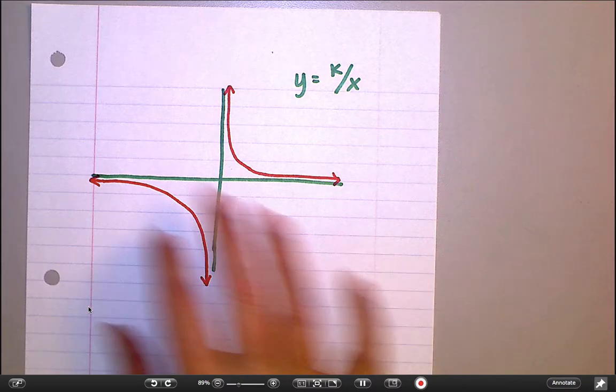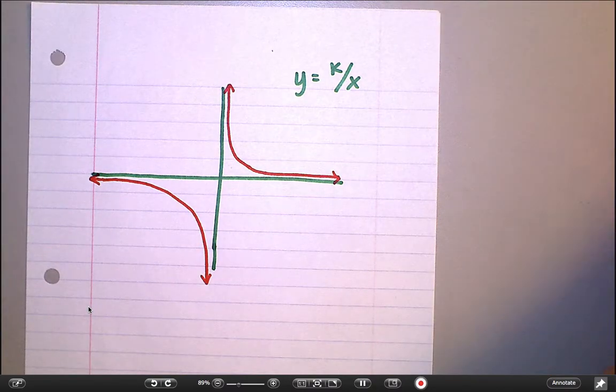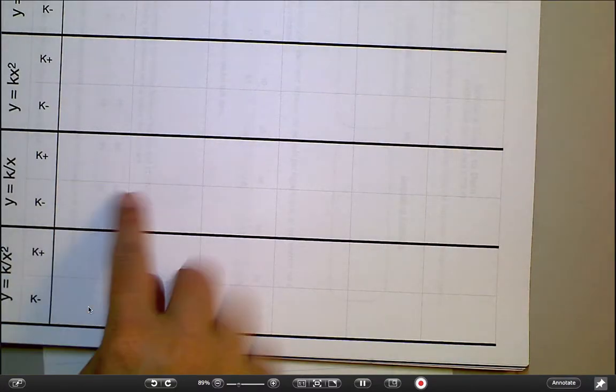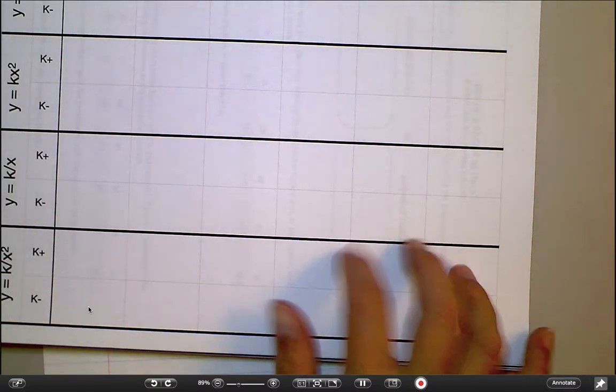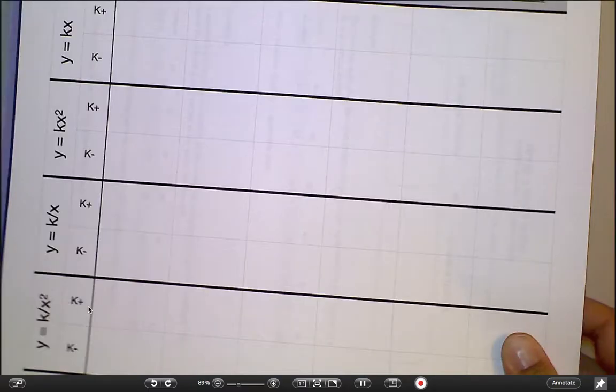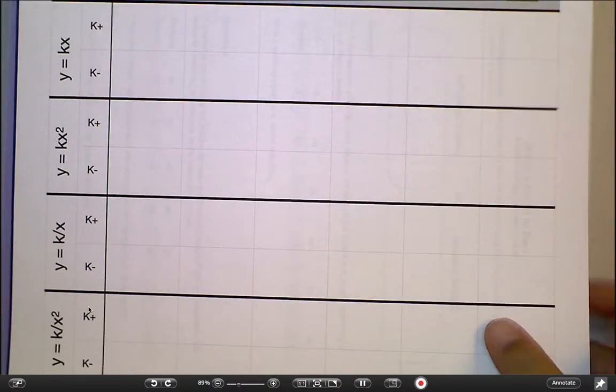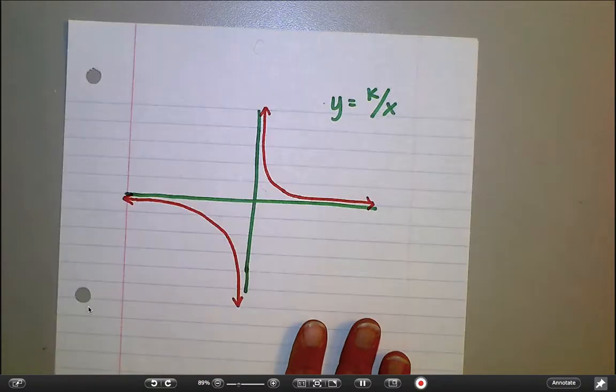I'm going to talk my way through these properties. It would probably be a good idea for you to have your table out, and you can be filling in the information into your table in your notes while I'm talking through it, because these will be the things that I'm talking about. But I just wanted a big picture of the graph here.